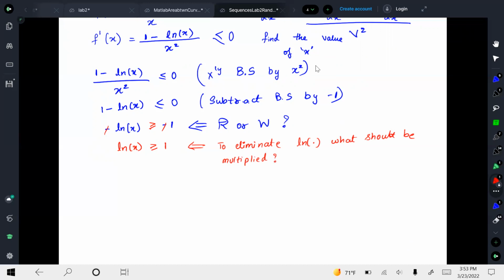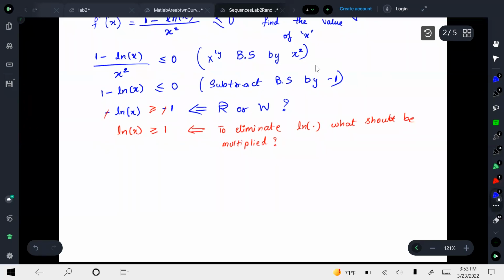Very good. Right, it has to be applied with the exponential function. So let me cancel it directly. e to the power of ln x gives you x, because they get cancelled, is greater than or equal to e to the power of 1. And what is e to the power of 1?